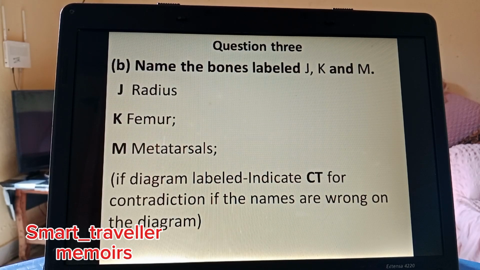Question 3b. Name the bones labeled J, K, and M. J is humerus, K is ulna, M is phalanges. If the diagram labeled indicates a contradiction, you just put CT for contradiction if the names are wrong on the diagram.